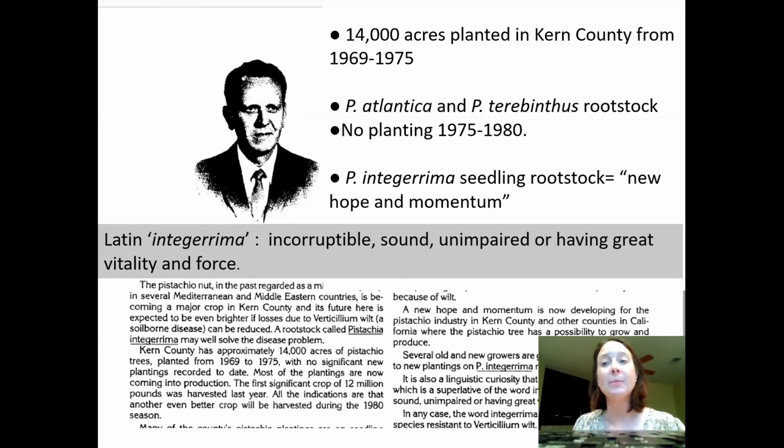When you think about it, the early pistachio industry had been planted on ground that was formerly cotton ground, and the soils were infested with verticillium microsclerotia. And so we needed a different rootstock that was resistant to that pathogen in order to save the industry and allow it to expand to what it is today.